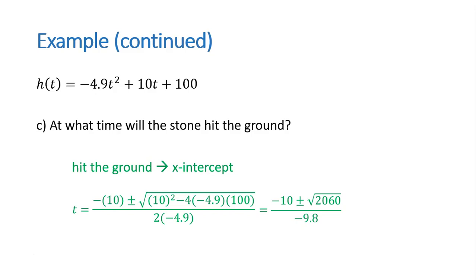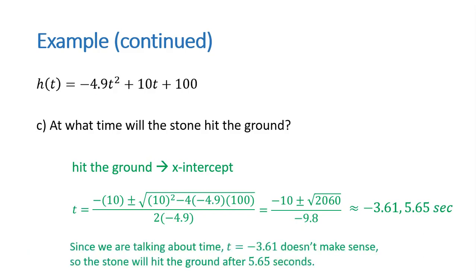If you plug those two into your calculator, you will get two separate values. We're going to approximate them, so let's approximate them to two decimal places. So if you approximate there, we get negative 3.61 and 5.65. So is this telling us that our stone hits the ground at two different times? That's what it seems like it's saying.